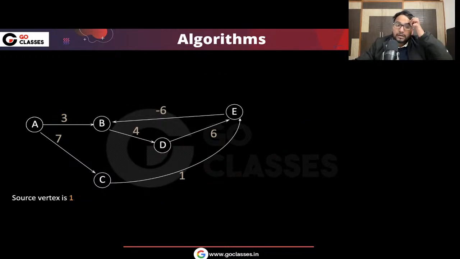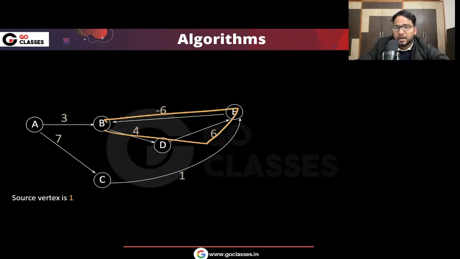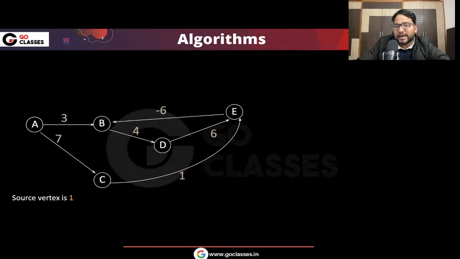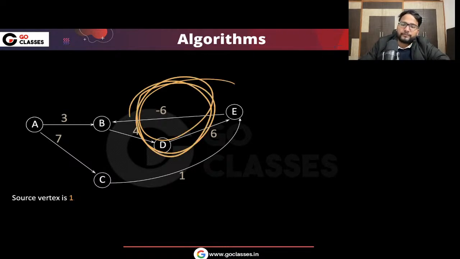There's a negative edge, but let's suppose there is no negative cycle. There's a cycle, but this is not a negative cycle; it has a weight of 4. So suppose there is a negative edge but no negative cycle, then Bellman-Ford still works, right? It doesn't care whether there is a negative edge or not, but Dijkstra doesn't work.